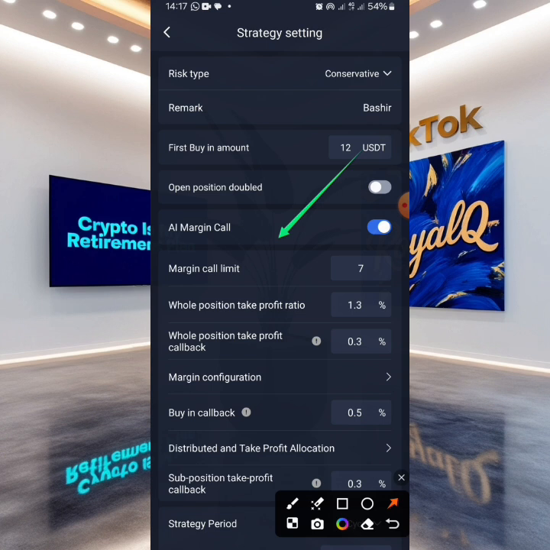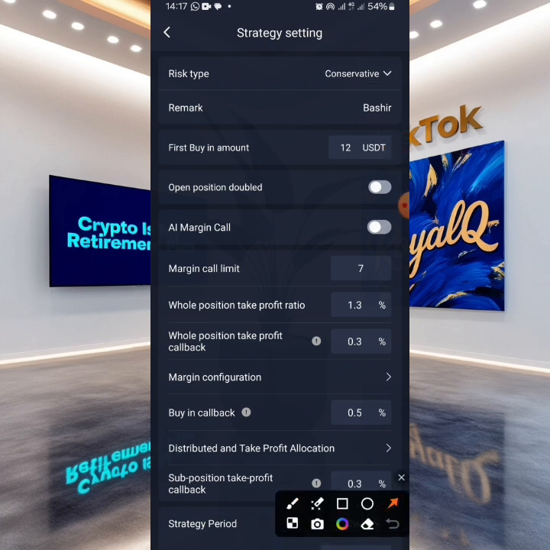Then the next icon is called the AI margin call. Here you allow the system to think for you. You allow the system to know when to put in the next call in the market, and the system always follows the nearest support. It always puts money in the market on the nearest support level. That's why we can switch it off so that we can follow our own trading strategy or system.